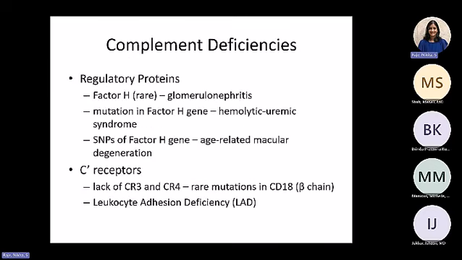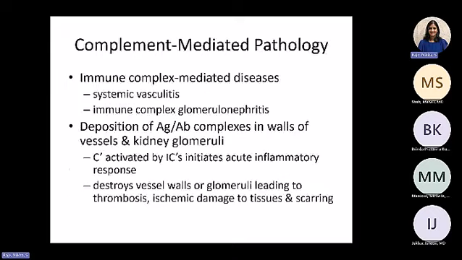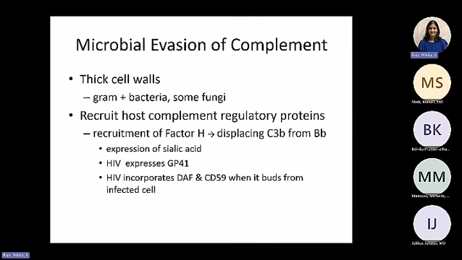Factor H defect can lead to glomerulonephritis. Mutation in factor H can lead to atypical hemolytic uremic syndrome. And it can also lead to age-related macular degeneration. Complement receptor defects, LAD, can lead to defect in CR3 and CR4. Immune complex mediated diseases because of complement defect can lead to systemic vasculitis and glomerulonephritis. Deposition of antigen antibody complexes in vessels and kidneys that lead to that vasculitis and glomerulonephritis.